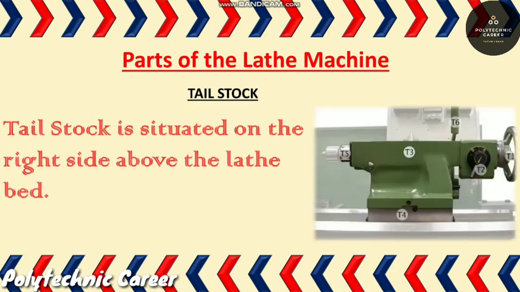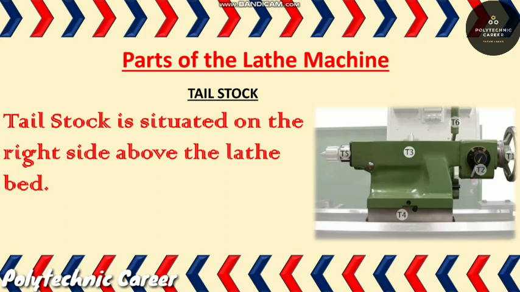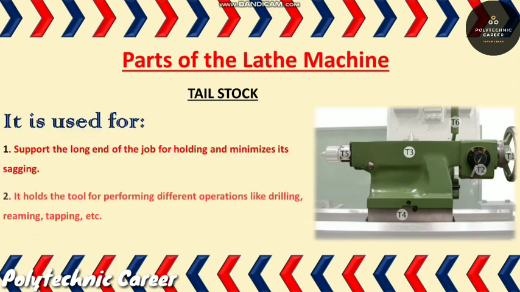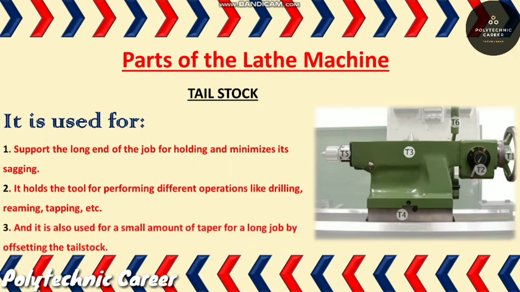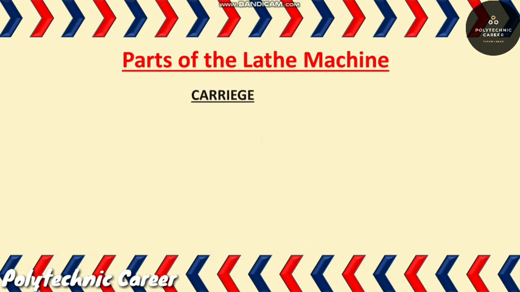Tailstock. The tailstock is situated on the right side above the lathe bed. It is used for supporting the long end of the job for holding and to minimize its sagging. It holds the tool for performing different operations like drilling, reaming, tapping, etc. And it is also used for turning a small amount of taper on a long job by offsetting the tailstock.